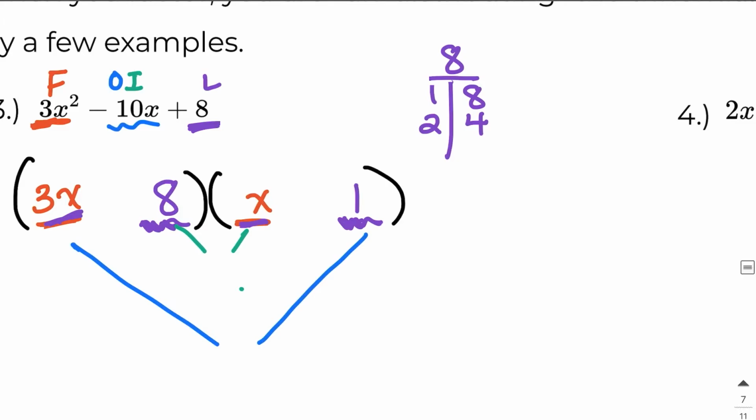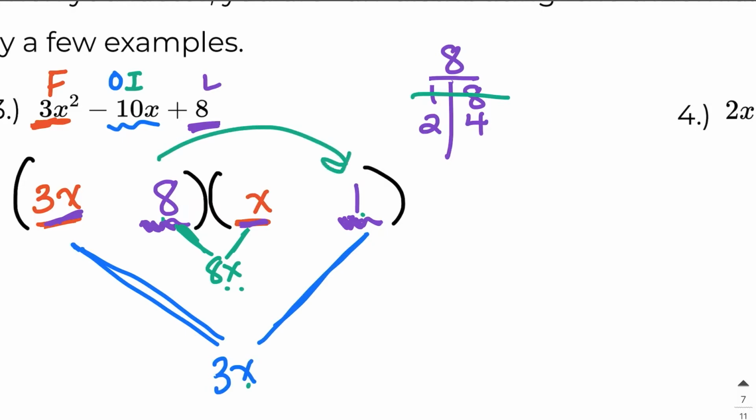So swap the 8 and the 1. Again, I'm using 8 and 1 because 8 times 1 is 8. It's on my list of factors that I have here. So for my outside here, I would have 3x times 1, which is 3x. For my inside here, I would have 8 times x, which is 8x. And there's no way that 8x and 3x can give me this negative 10x that I'm looking for, which means that 1 and 8 is not going to work. When I swapped them, it didn't work, so I'm not going to use 8 and 1.